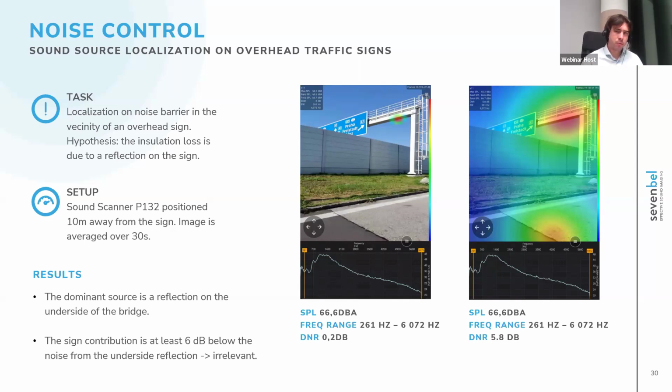If we want to tackle this problem, we need to treat the underside of this bridge, change its geometry, etc. There are a number of solutions that could be applied. And we could easily return here with the sound scanner, make the same recording, and see how effective that solution was.